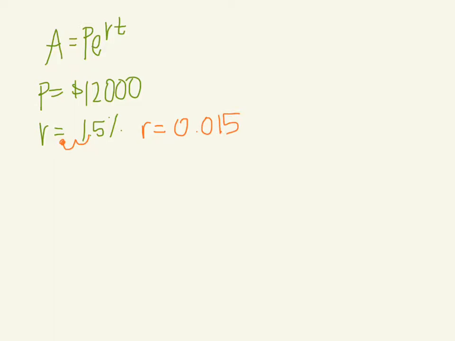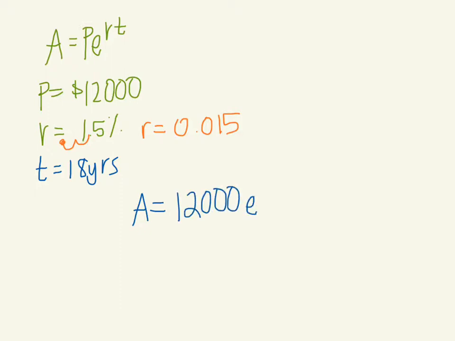And then last it says how much will be in the account when Declan goes to college in 18 years. So that gives us our value for time. What we don't know is how much money is going to be in the account after 18 years. So A is equal to P, so 12,000. Remember, e is just a constant. So 12,000 times e raised to the rate, which is 0.015, times t, which is 18.